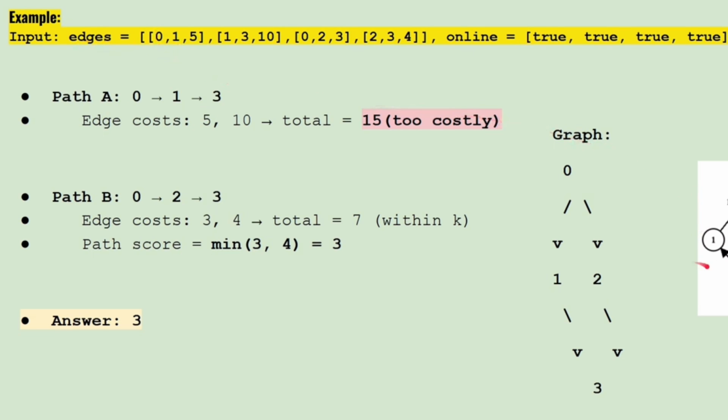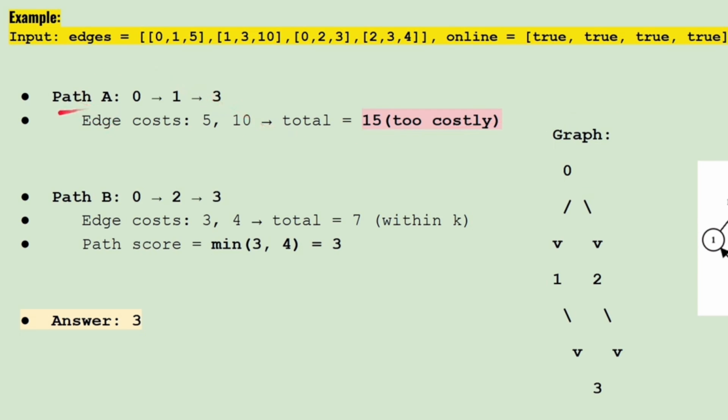So if you see this graph, what we have given? 0 and 1. What is the cost? We have given cost 5, right? Again we have given 1 and 3. What is the cost? 10. So like this we have given all the edges that we have already discussed, and these are the nodes that are online or offline. So in this case all the nodes are online, not offline, and k is 10.